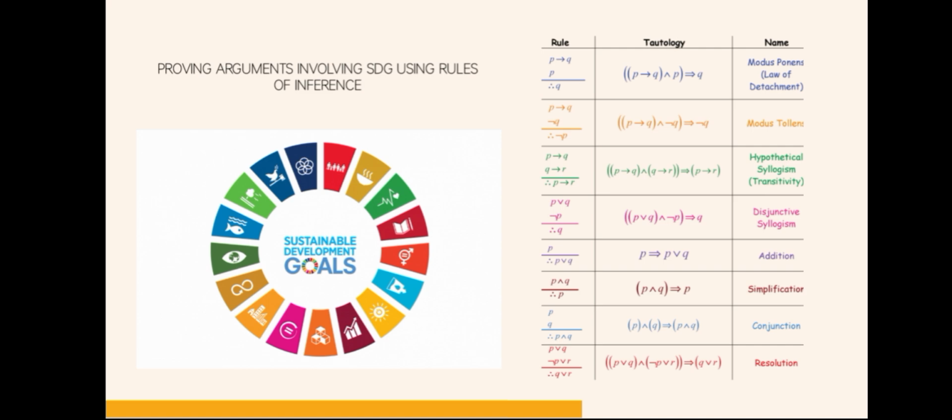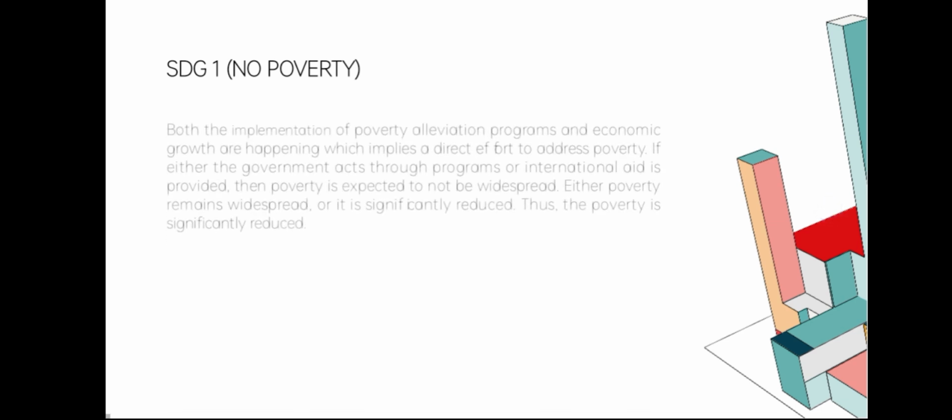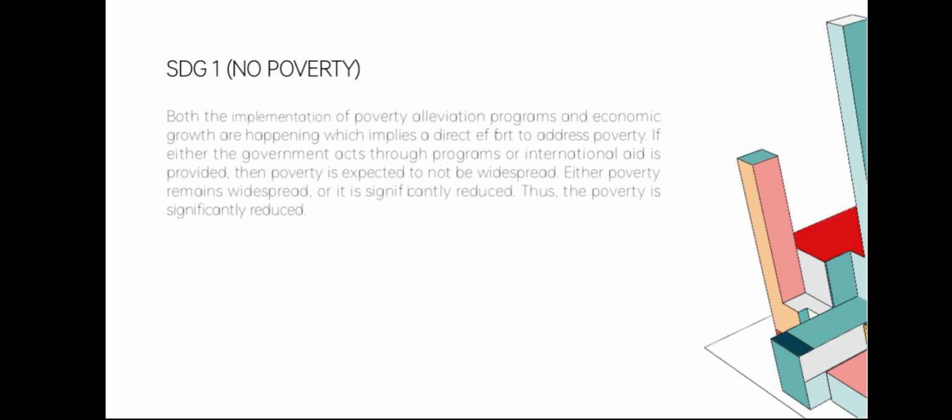Alright, so our first argument, we have the SDG number 1, which is no poverty. So our argument is, both the implementation of poverty alleviation programs and economic growth are happening, which implies a direct effort to address poverty. If either the government acts through programs or international aid is provided, then poverty is expected to not be widespread. Either poverty remains widespread or it is significantly reduced. Thus, the poverty is significantly reduced.